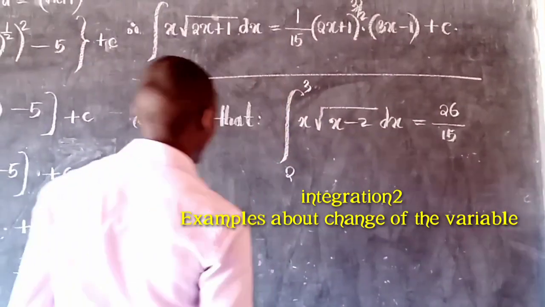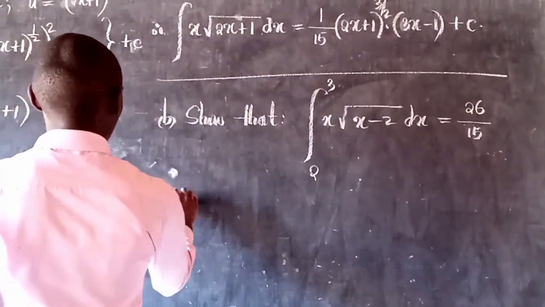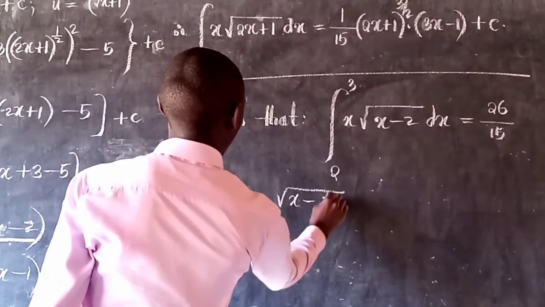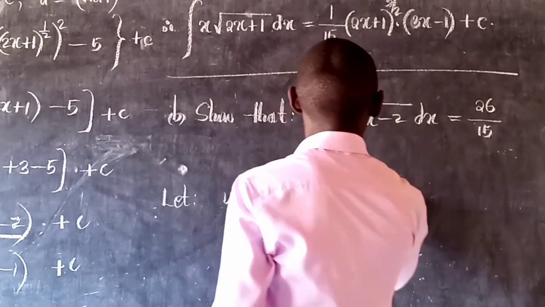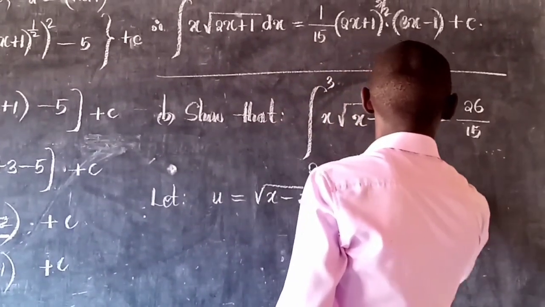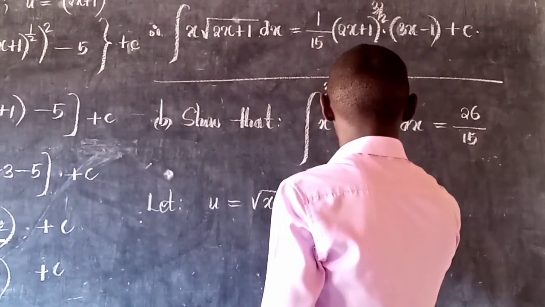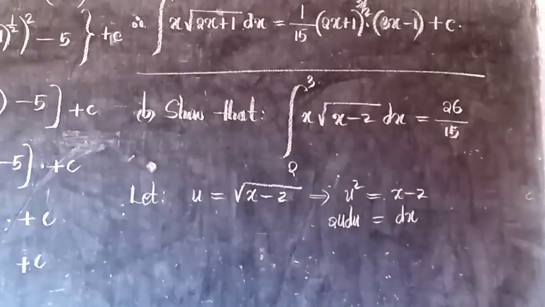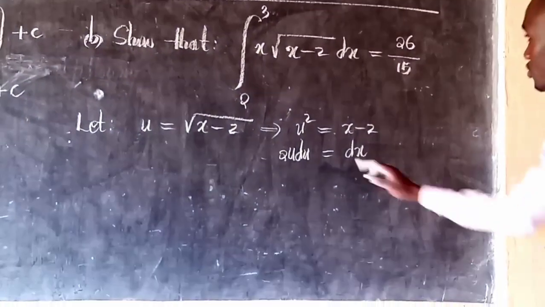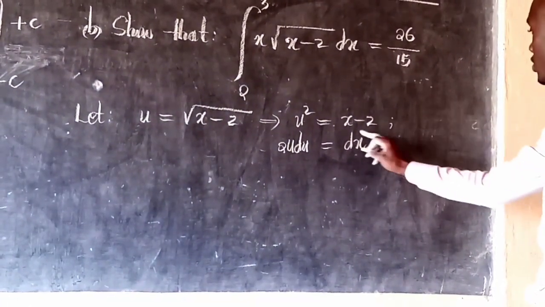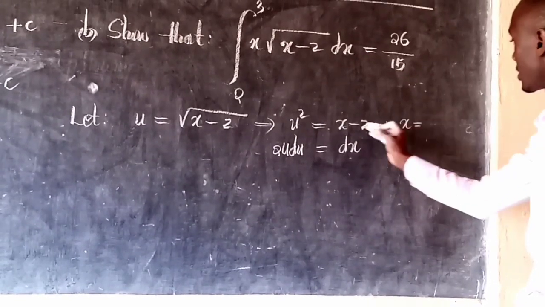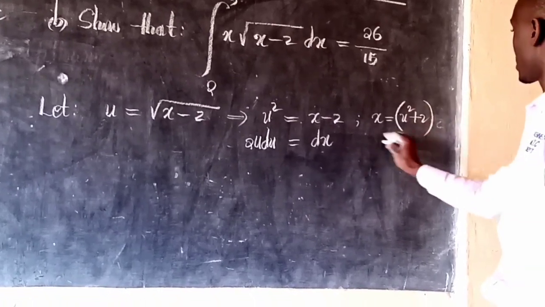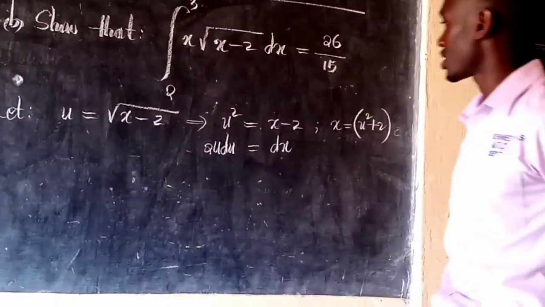Recall my introduction. So we will let, for example, u be the square root of x minus 2. This implies that u squared is x minus 2, and 2u du is equal to dx. The process I've explained in part A on how to reach here. Then at this point we can also tell that x, if negative 2 crosses, it becomes positive, meaning x is u squared plus 2. You're ready to substitute.